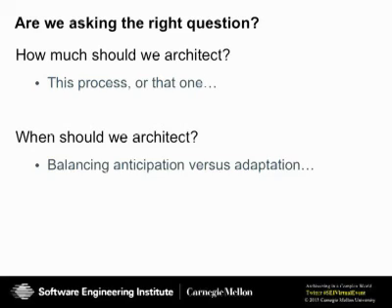So I'm going to start with challenging us all. Have we been asking the right questions? So far, so much time and effort has been spent trying to understand how much we should architect. And unfortunately, this resulted in the process wars: agile software development, Rational Unified Process, waterfall, or whatnot. Yet, we leave the essential question unanswered, which is: when should we architect?